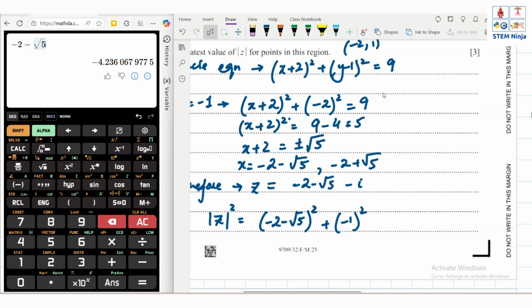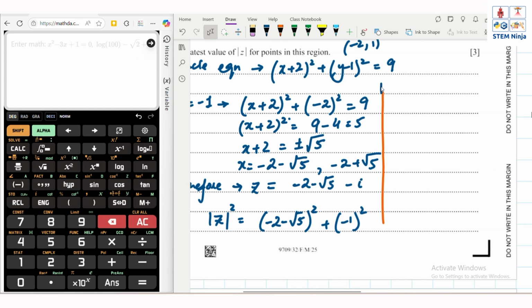So let's make a line over here. So let's use a different color for this. Okay.